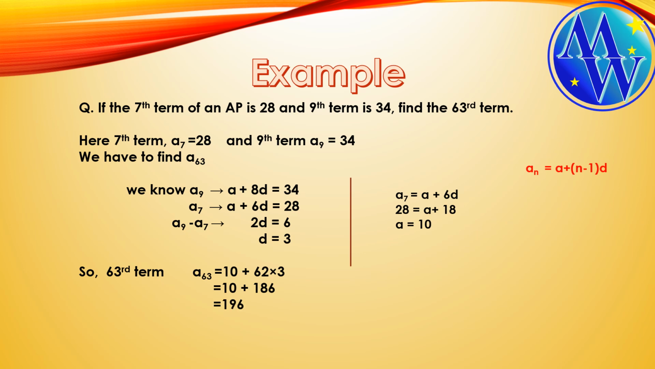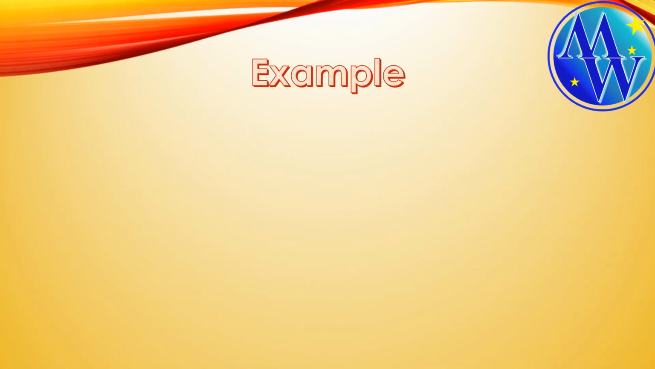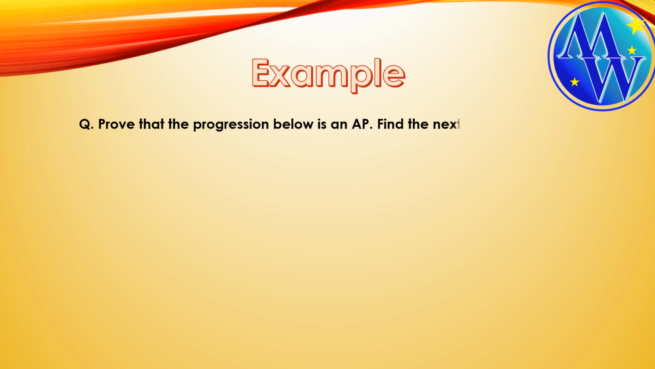Okay. These examples are easy to solve, right? Now let's check another example. Prove that the progression given below is an AP. Find the next term.